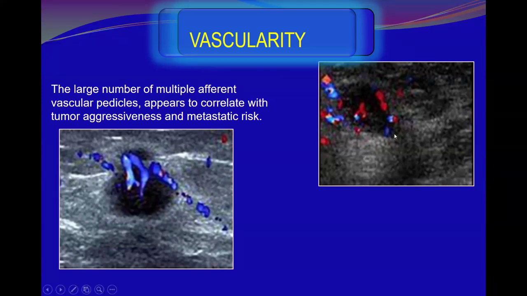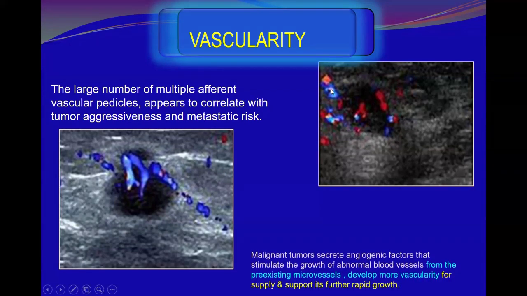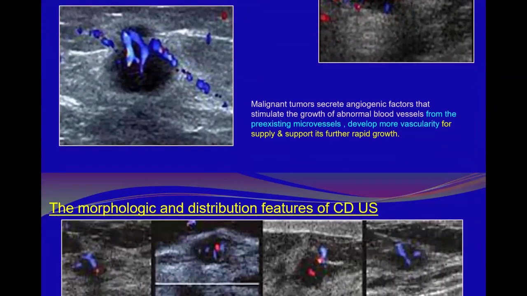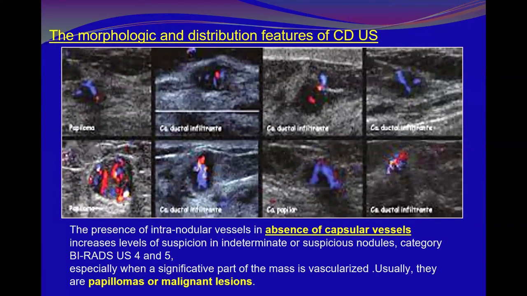And even here, it is multipolar, okay? So malignant tumors secrete angiogenic factors, stimulating growth of abnormal blood vessels from pre-existing microvessels. So they develop more vascularity to supply the tumor and support its further rapid growth. That can be seen in such cases.